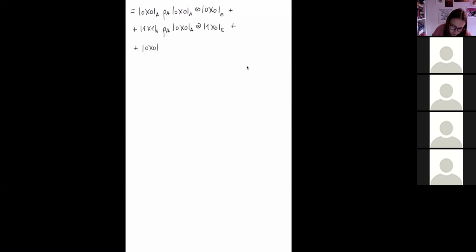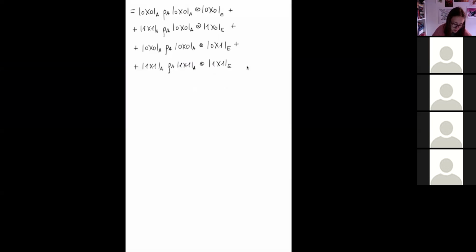Then |0⟩⟨0| on A, ρ_A, |0⟩⟨0| on A, by |0⟩⟨0| on E, plus |1⟩⟨1| on A, ρ_A, |1⟩⟨1| on A, by |1⟩⟨1| on E. Okay, so this is the density matrix of the systems A and E jointly after applying this CNOT operation.